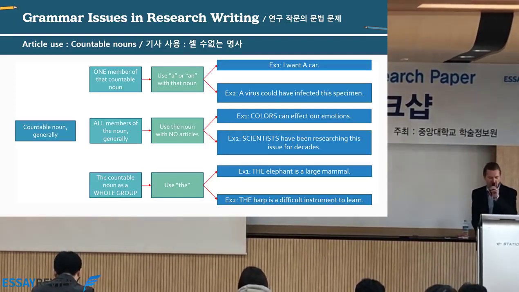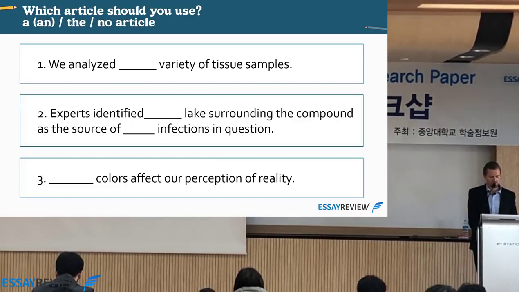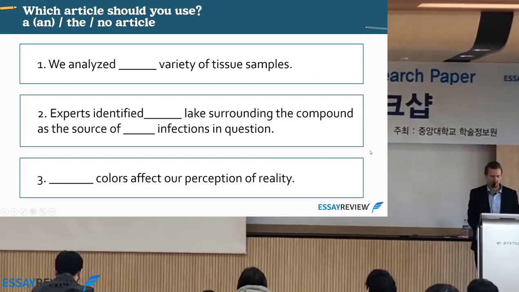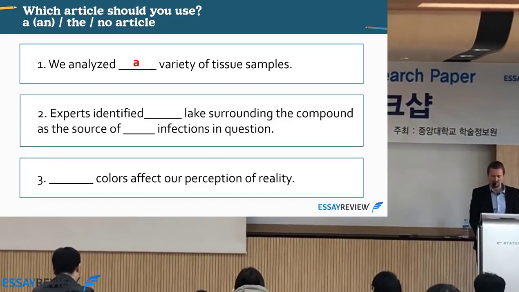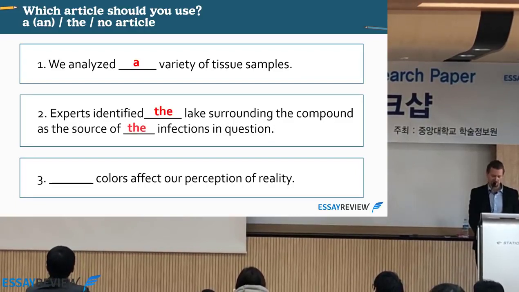So let's do a quick quiz. Which article should you use? We have a, an, the, or no article. How about number 1? You can just shout it out, anybody. We analyzed a variety of tissue samples. 2, experts identified the lake surrounding the compound as the source of the infection. Why do we use the in this case?